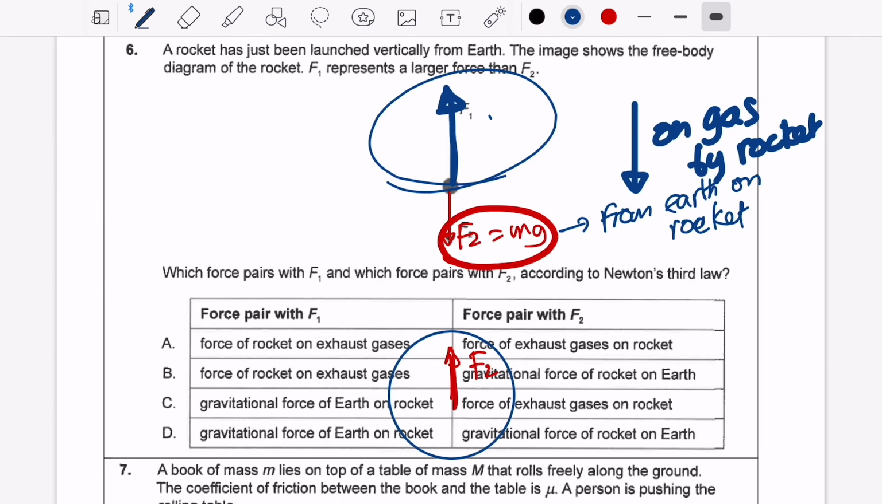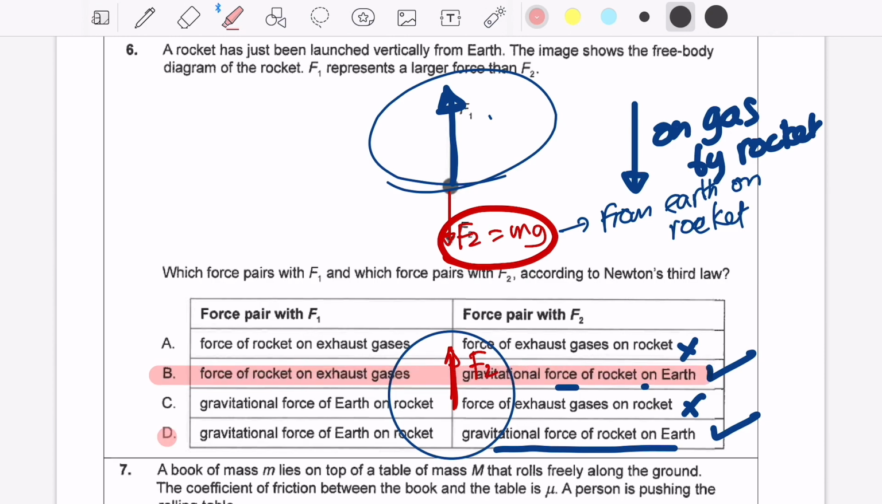So I repeat, the F2 must be on the Earth. So let's start with F2. It's not about the gases. Gravitational force of the rocket on the Earth, that's good. Not about the gases, gravitational force of the rocket on the Earth. So the answer has to be A, B or D.